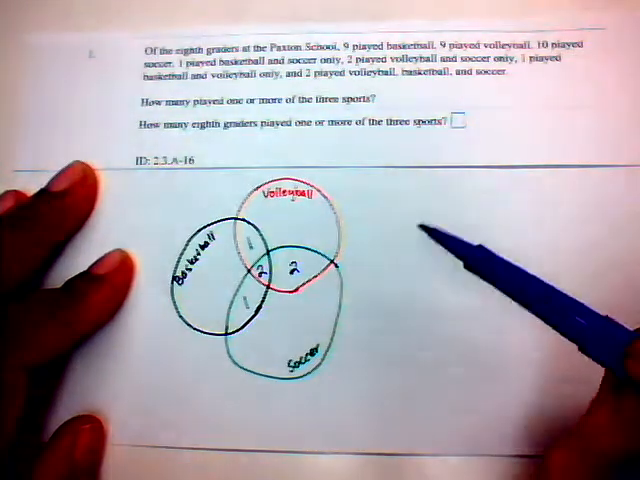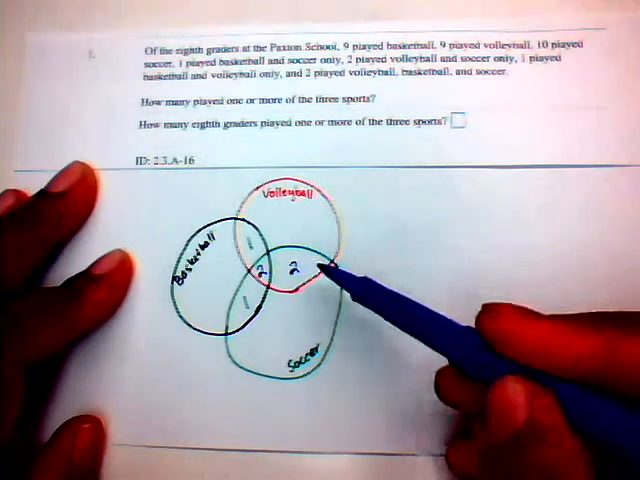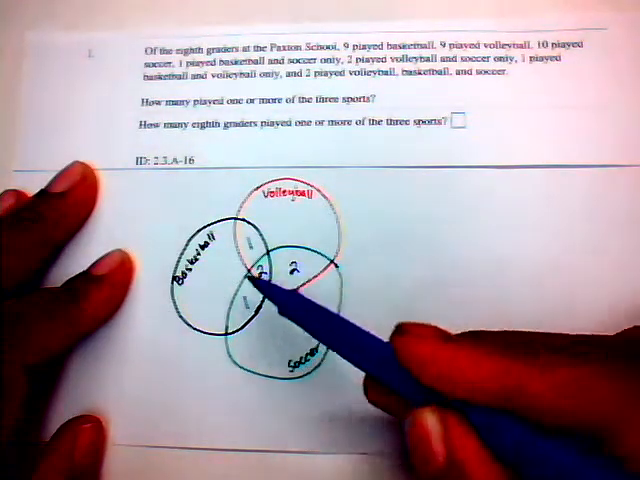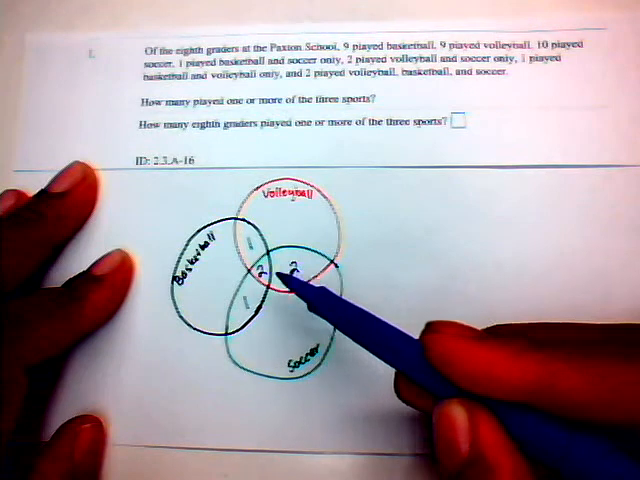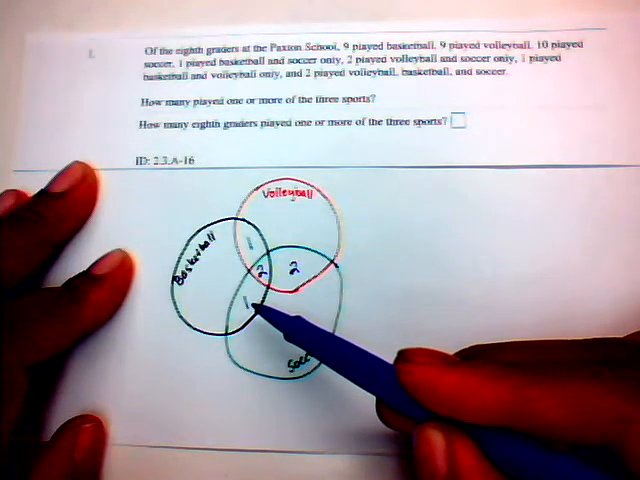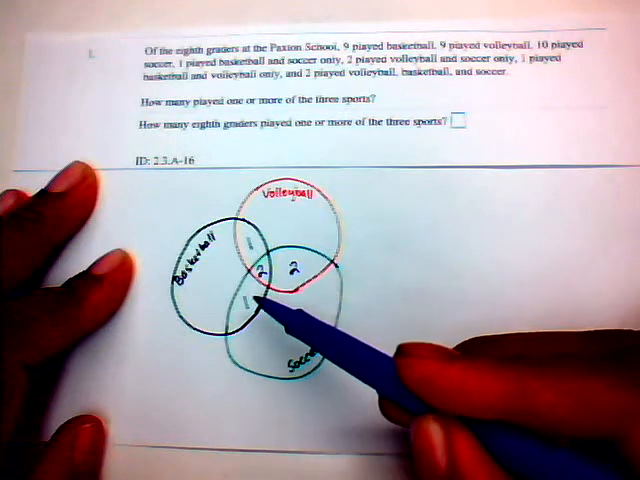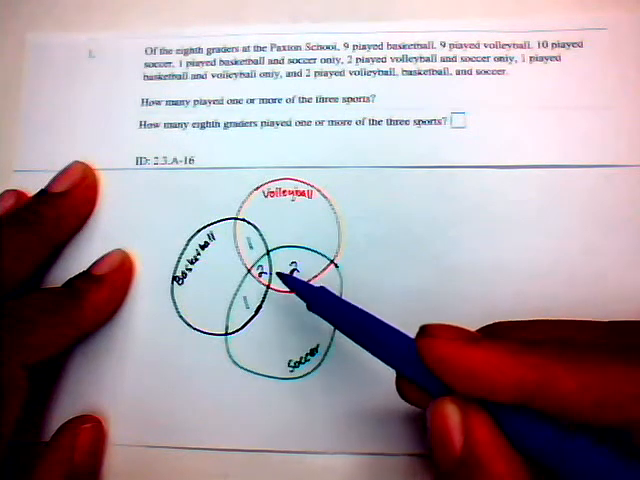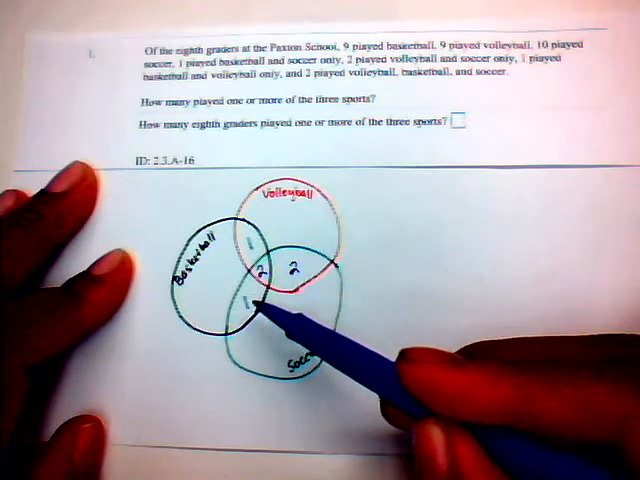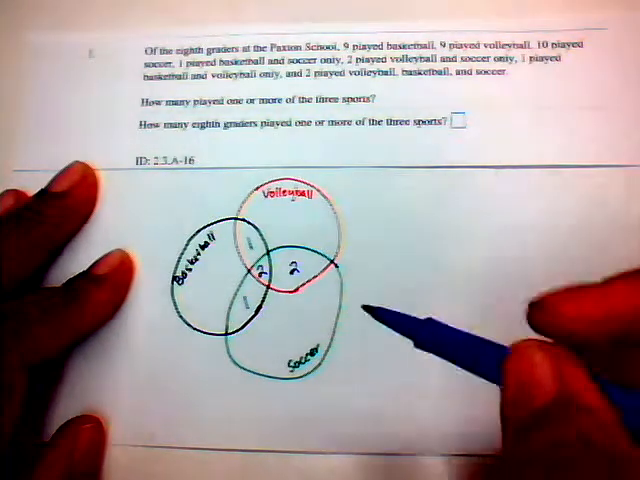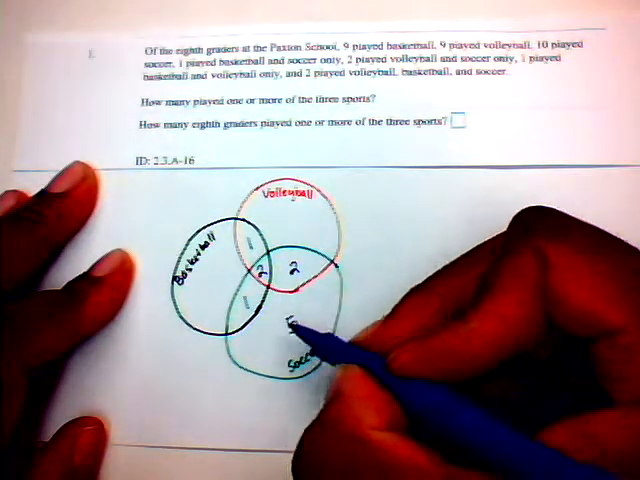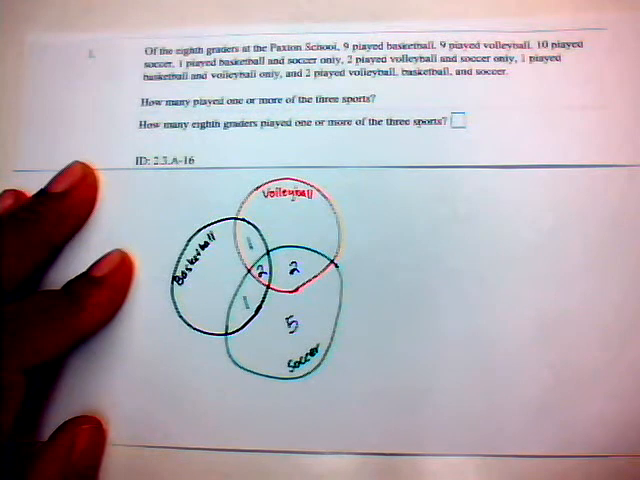Okay, now we know 10 plays soccer. That's this whole circle right here. We got 2, 2, and 1. We're going to add these numbers together and subtract that from 10. So 2 plus 2 plus 1, that's 5. 5 from this 10 would be 5. So the 5 will represent those who play soccer only.